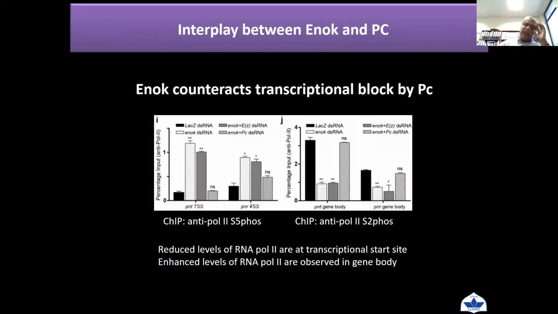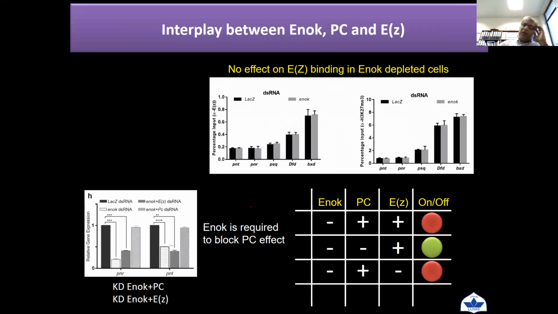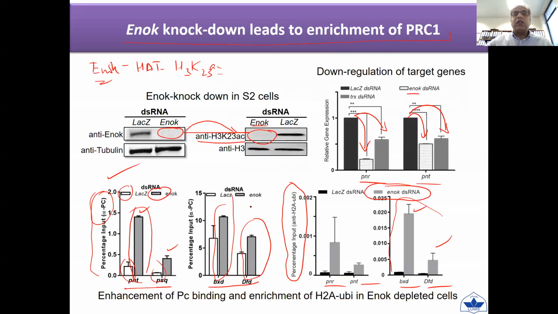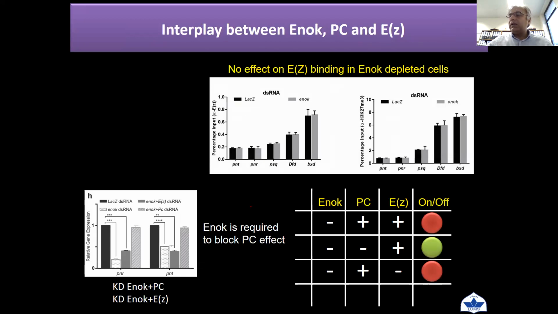Now the question was how polycomb and Enoch are interacting. On the one hand, we thought that Enoch is working together with trithorax, but what the picture is showing, in the absence of Enoch, you have more polycomb. Now, how are Enoch and polycomb linked molecularly? So he came up with an experiment.